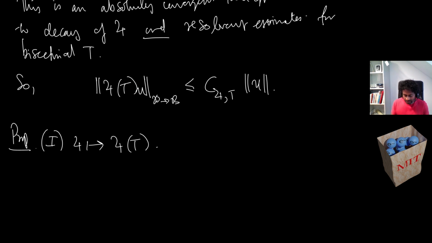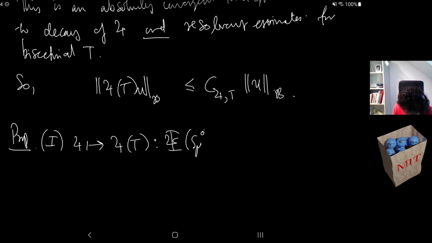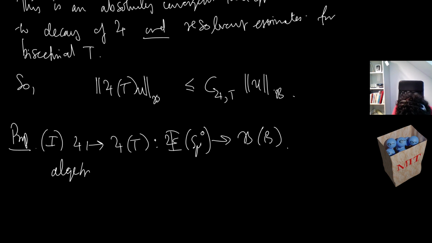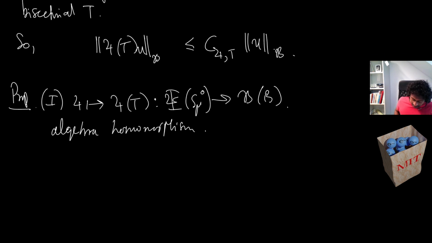So now it's no longer the operator norm. So this is a map from psi of S mu naught to B of B, and it's an algebra homomorphism. Maybe it's wrong to call it an algebra. I should just say it's a homomorphism because, in how we've defined it, the identity is not in there.